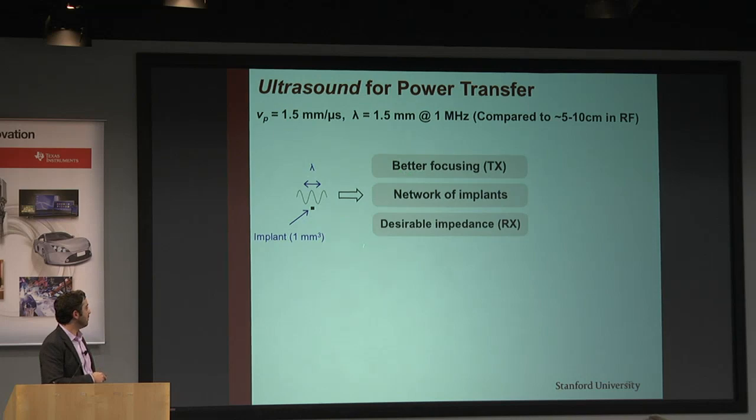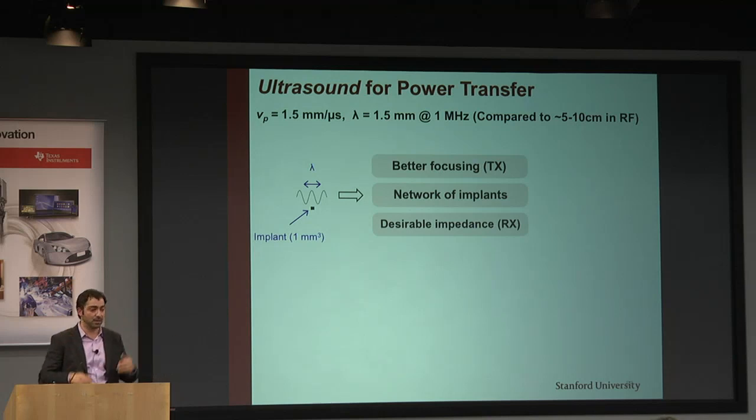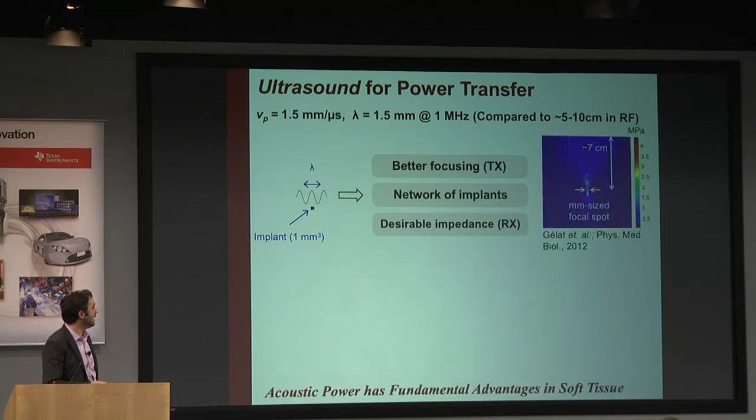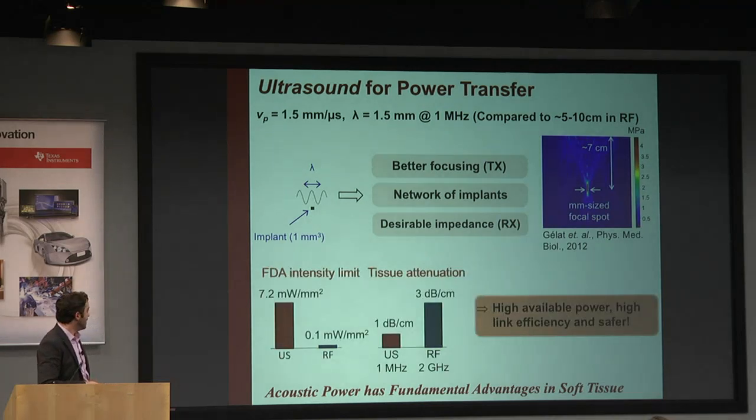And you can also have a network of implants. You don't have to have just one. You can have a network of these devices that you sequentially power and communicate with, using either TDMA, FDMA, or CDMA. You can communicate with multiple devices at once, or SDMA, which is space division multiple access. Focusing in tissue with ultrasound, which is a big problem, has already been done for other applications. People do ultrasound imaging and HIFU, high intensity focused ultrasound. They've already figured out how to focus the energy in. You also get side benefits: larger FDA intensity limits and lower tissue losses. These are the side benefits you get with ultrasound.